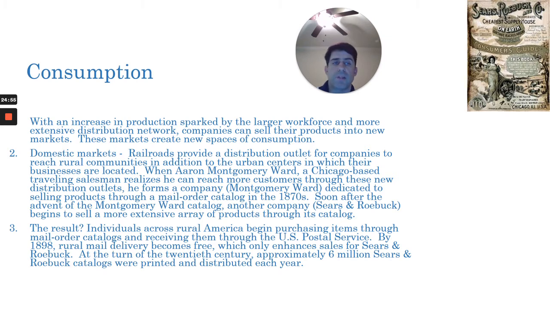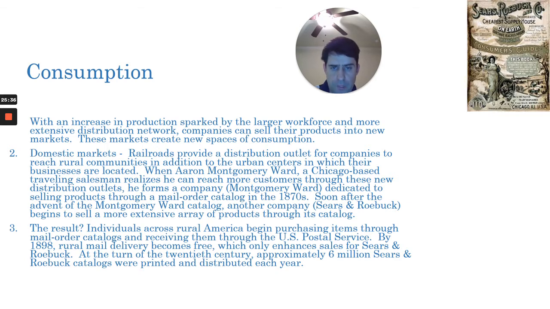At the turn of the 20th century, approximately 6 million Sears and Roebuck catalogs were being printed and distributed each year. If you look in the upper right-hand corner, that is the cover of a Sears and Roebuck catalog from the late 19th century. I don't know the exact year, but I believe it's from the 1890s. So rural Americans now do not have to travel great distances to urban centers in order to purchase these goods.